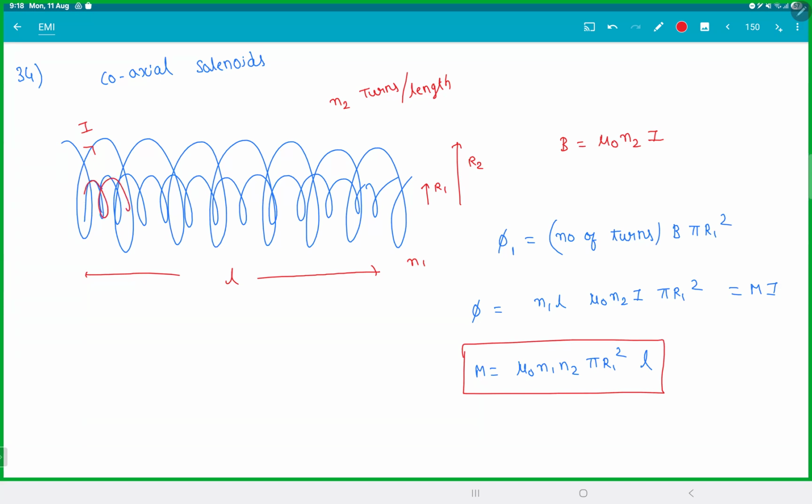If you have taken the current in the inner one, then what will be the magnetic field? Mu naught N1 I. But this field is only present up to R1. That means from R1 to R2, there is no flux. Then the number of turns will be N2 L. Mu naught N1 I. Area will still be pi R1 square. Are you getting it? There is no magnetic field from R1 to R2 if you send current in the inner coil. So the answer will come out to be the same. It doesn't matter where you take the current. Clear with this?